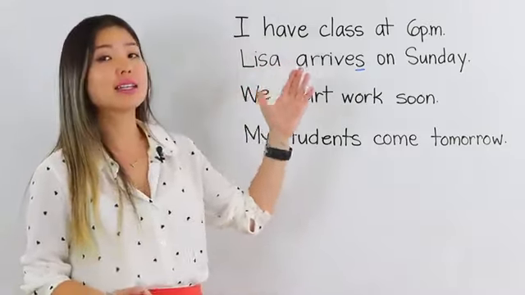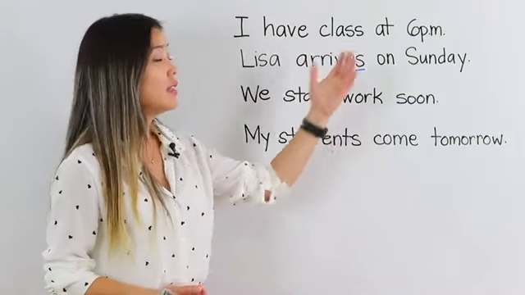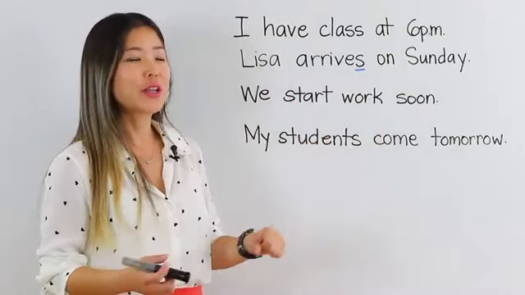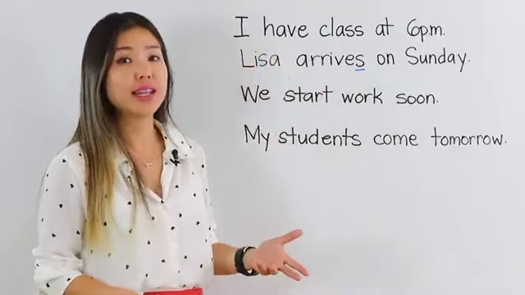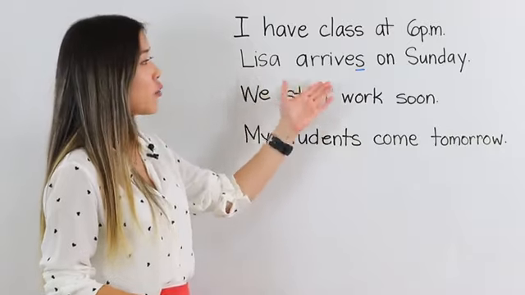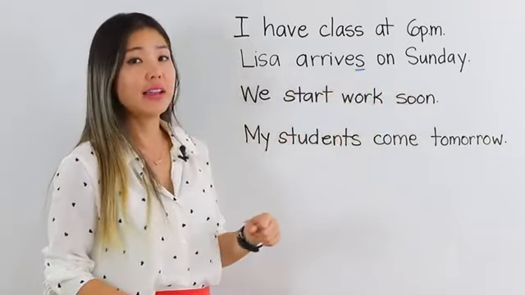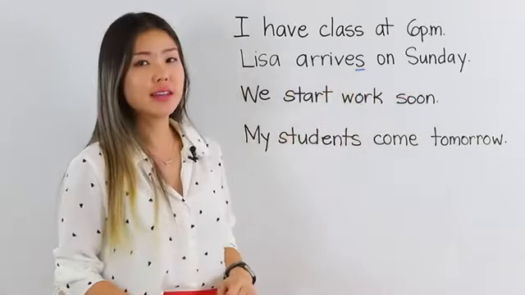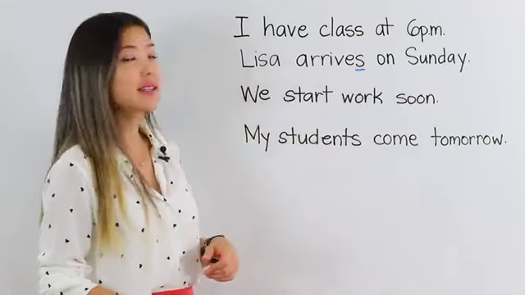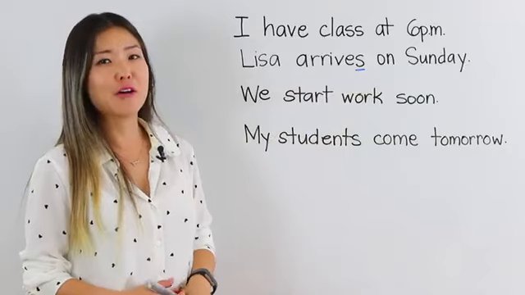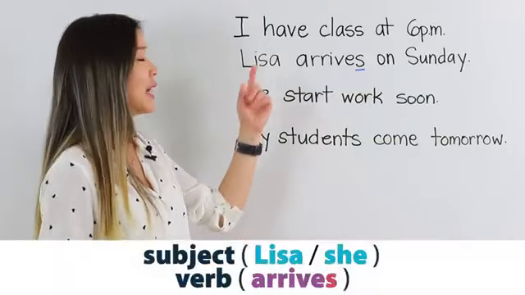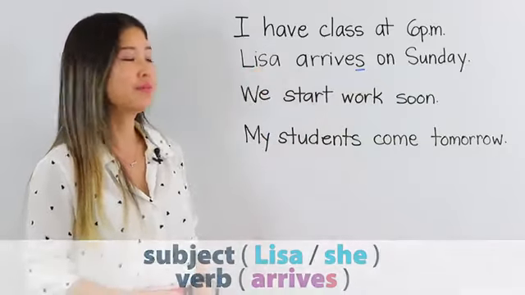I have class at 6 p.m. 6 p.m., that's pretty soon. So I can say I have class, the present simple tense. Lisa arrives on Sunday. Again, the near future, Sunday. So I use the present simple tense. I added an S at the end of arrive because Lisa, the subject, is a she.